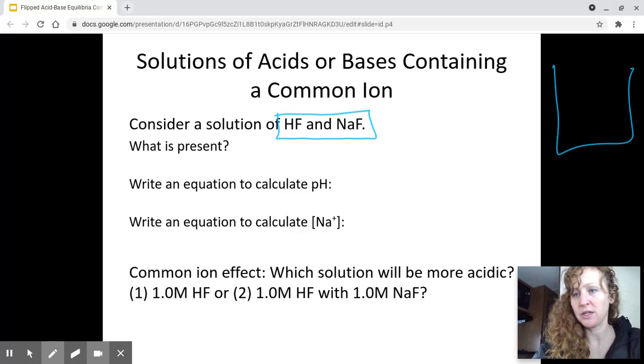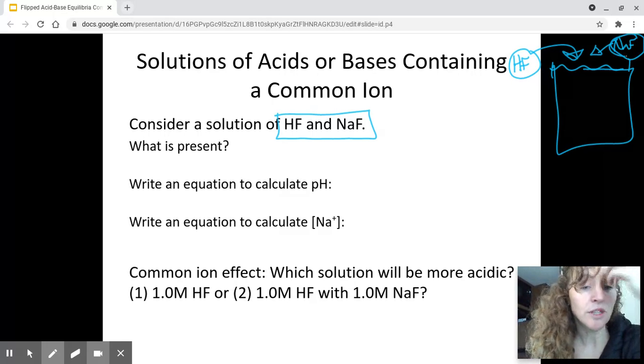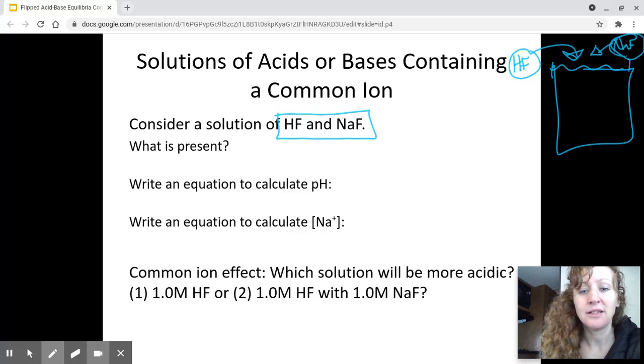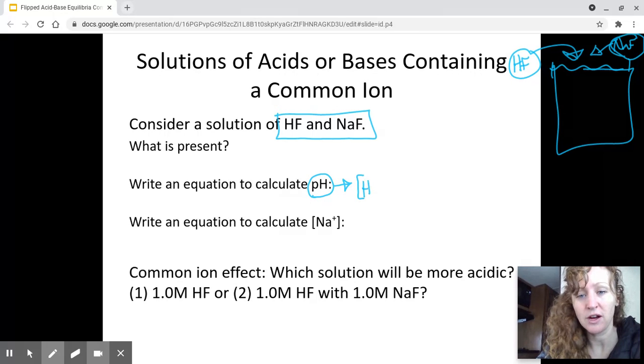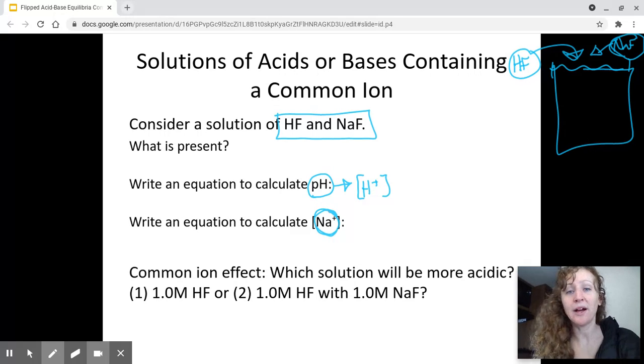So in our beaker, when they made this solution, they put in some HF from one source, and then they also put in some NaF from another source. Okay, so what they're going to ask us at the bottom, they're either going to ask us for pH, which remember, basically that's a measurement of our hydrogen ion concentration, or they're going to ask us for a specific ion.